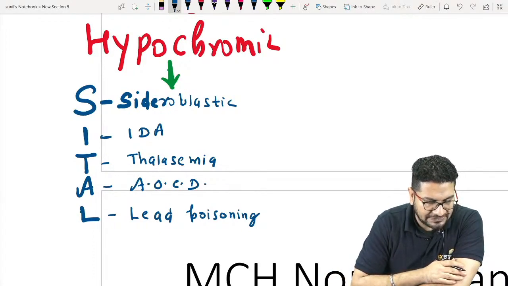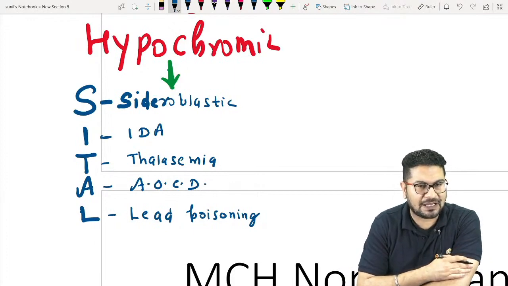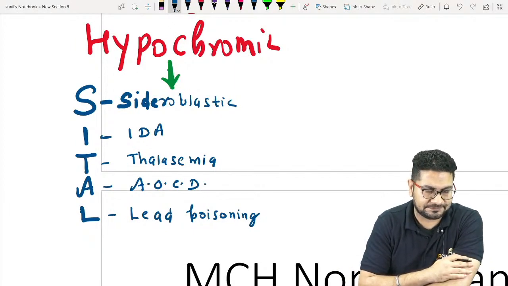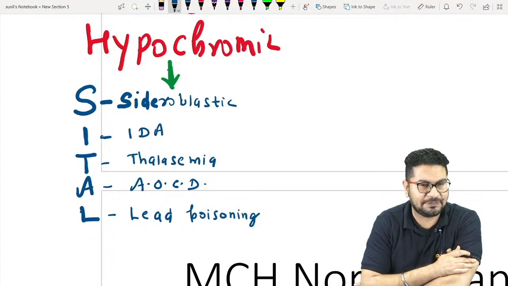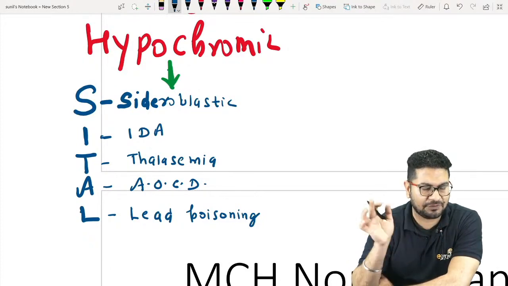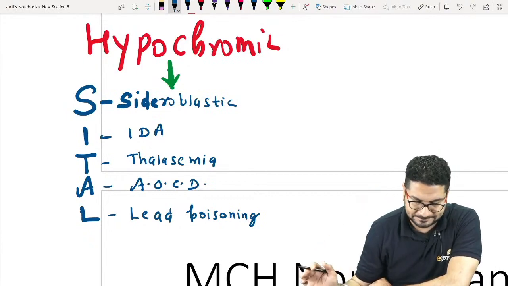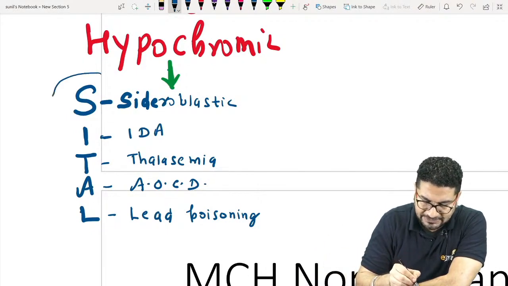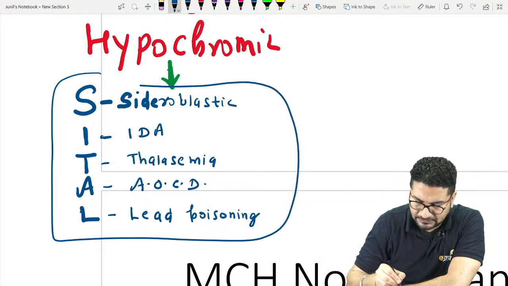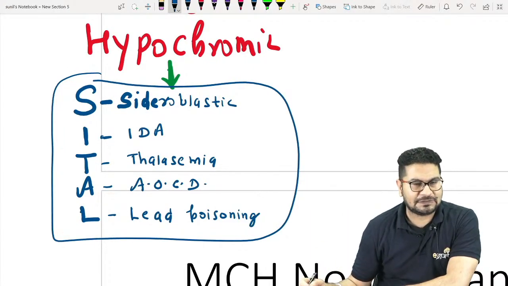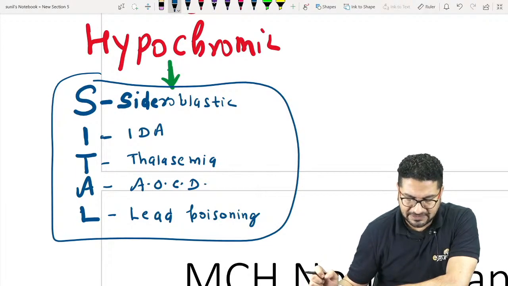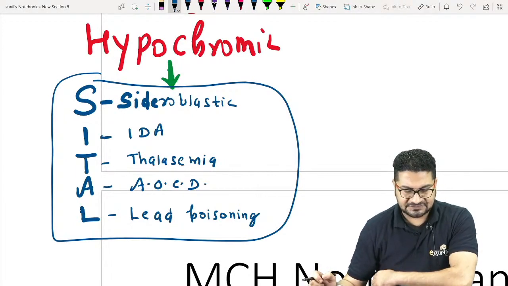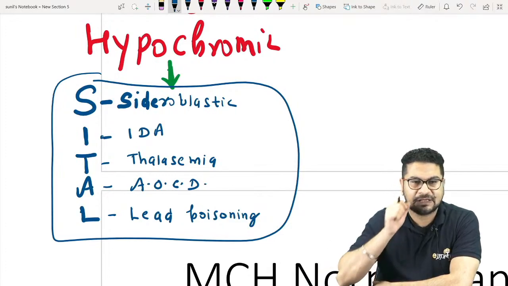And Dharmesh, it is just called macrocytic. It is not called hyperchromic, it is called just macrocytic. It is actually macrocytic normochromic. Even if size is bigger, it will not impart more color. Color will be normal. So we just call this macrocytic. So we divide microcytic into Sheetal: sideroblastic, iron deficiency anemia, thalassemia, AOCD is anemia of chronic disease, and L is lead poisoning.